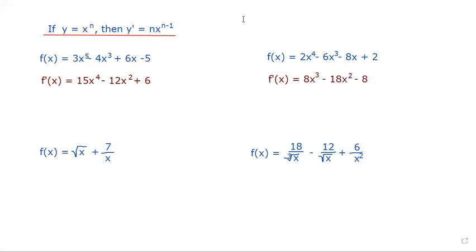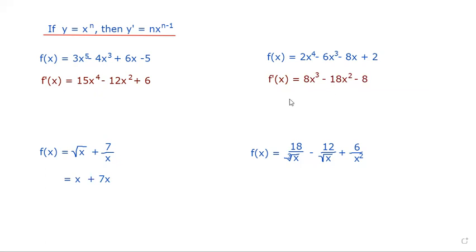Now, down here, it's a little bit different because we don't have powers. So, of course, we can't use the power rule, or in our case, the constant multiple rule, if we don't have powers. So what we want to do is just rewrite it in a way where we can use our rules. So the square root of x can be rewritten as x to the 1/2. And 7 over x can be written as 7x to the negative 1.